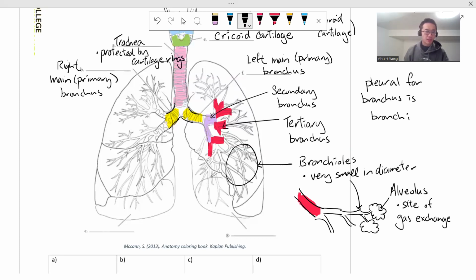These things here, I think it's just asking for the right lung and the left lung. Questions?